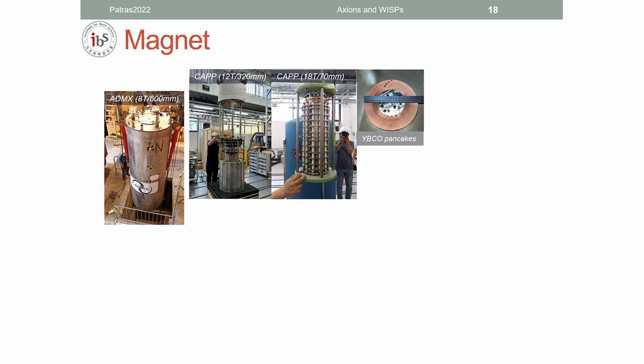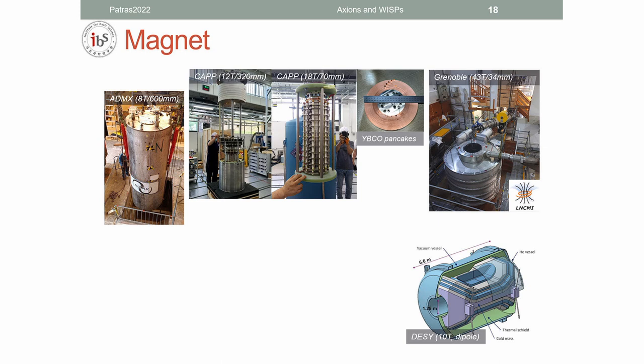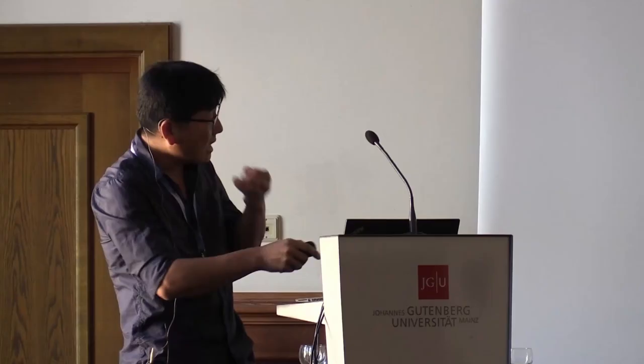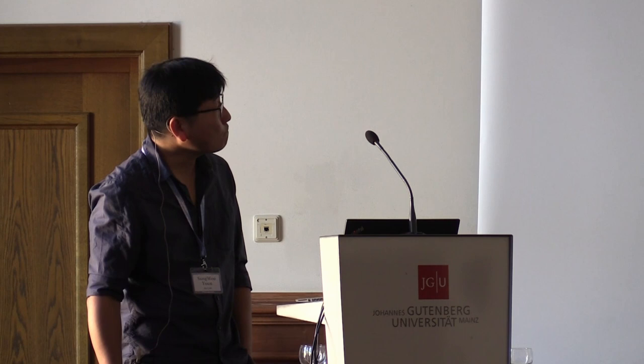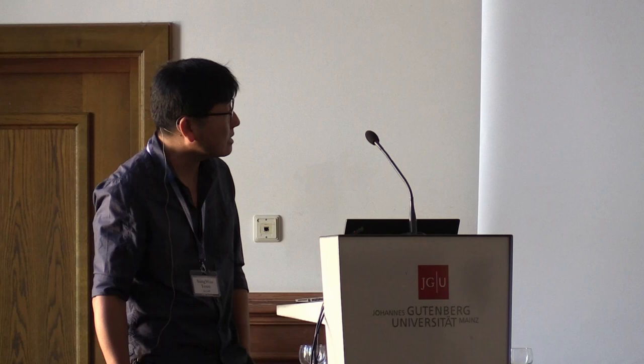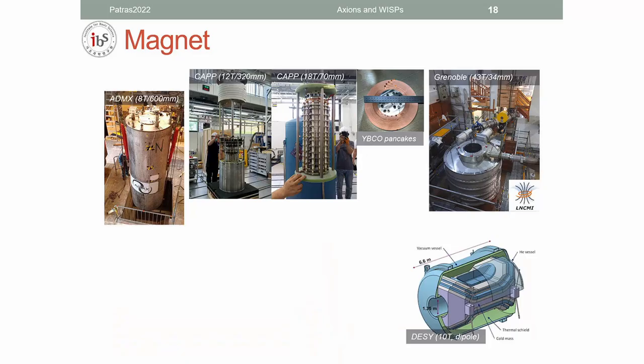And then a later stage, okay, we have a very, very strong magnet, 43 Tesla, and even though the bore size is small, this is actually happening in Grenoble, basically 3 layers of hybrid magnet. The status seems to be pretty promising for this. And then we also have the large size dipole detector. This is basically for the MADMAX collaboration. Right.